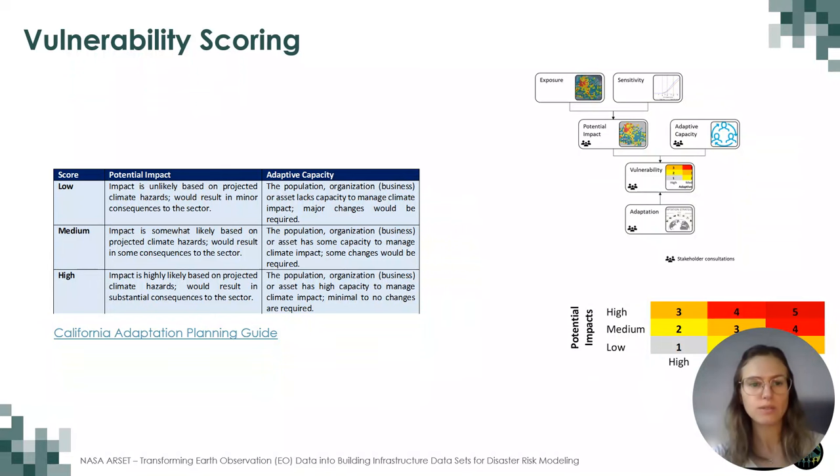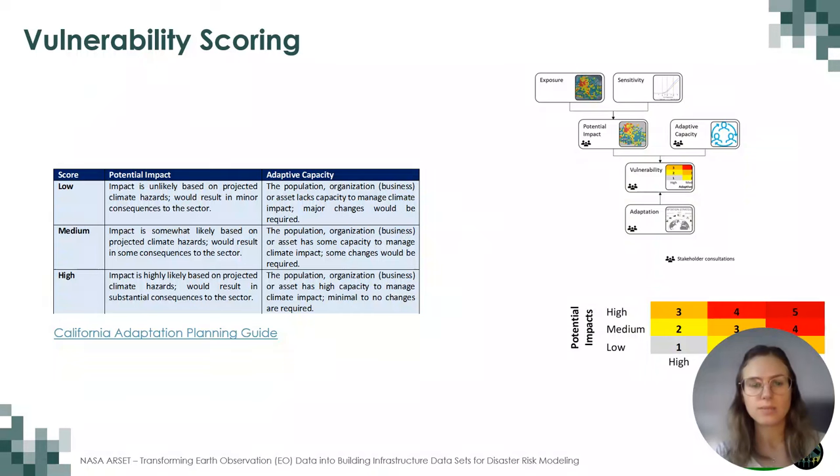For example, if we look at potential impact, in the case of a low score, impact is unlikely based on projected climate hazards and will result in minor consequences to the sector. On the other extreme, we have high potential impact, where impact is highly likely based on projected climate hazards and will result in substantial consequences to the sector or system that we are analyzing.